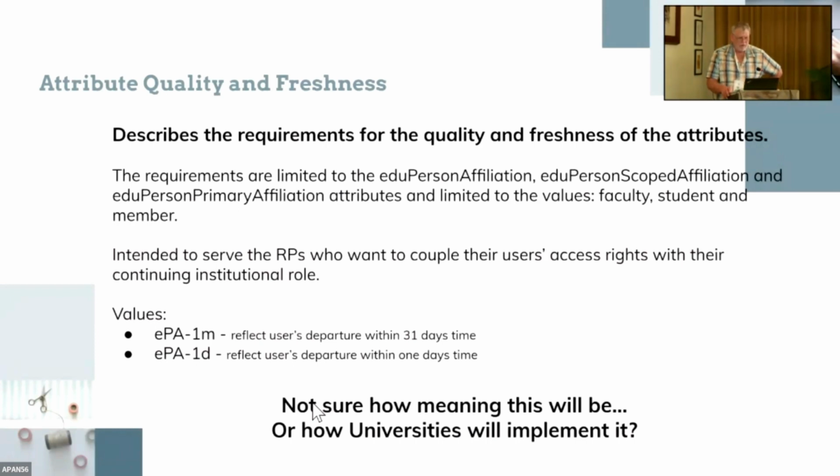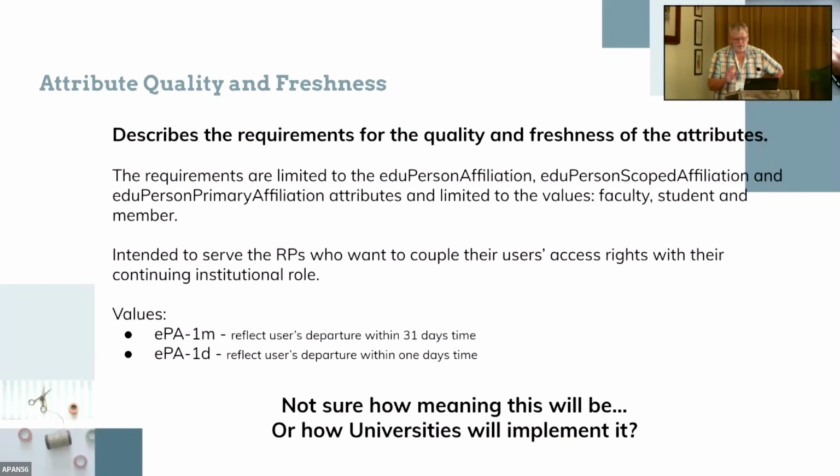The next part of it is the attribute quality and freshness. And this describes the requirement for the quality and freshness of attributes. This is specifically around the EduPerson affiliation, the EduPerson scoped affiliation and the EduPerson primary affiliation. Now in Australia, we don't use the primary affiliation at all, so that doesn't matter. We can ignore that one.